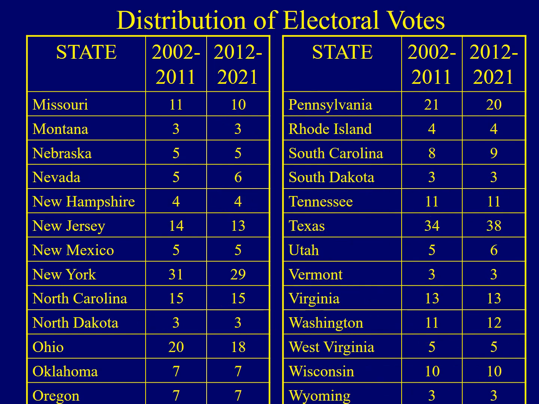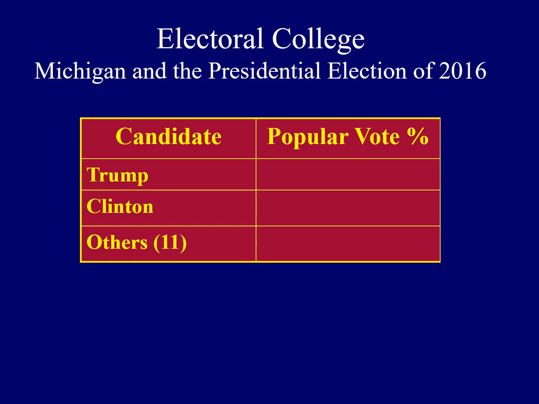Again, here we see some other comparisons on this distribution of electoral votes. New York used to be the largest state in the Union. Now it only has 29 electoral votes. Ohio used to be larger as well. It has 18 electoral votes. Now look at Texas. More people have been moving into Texas than any other state the last 20 years or so. Texas went from 34 to 38 electoral votes. Again, this is all based upon each state's population.